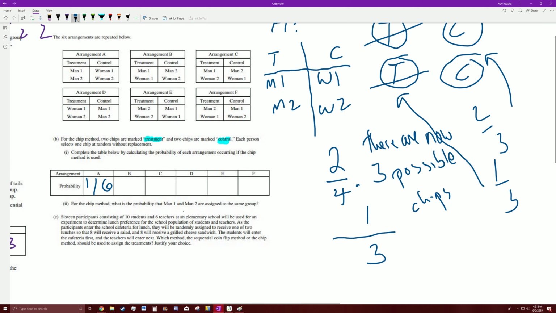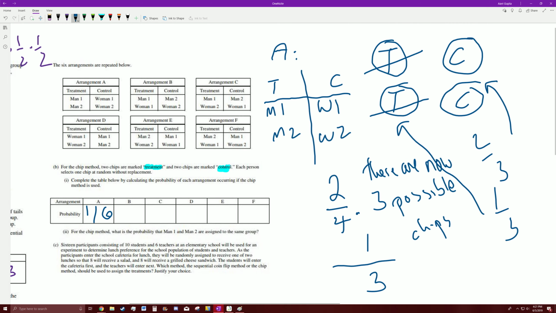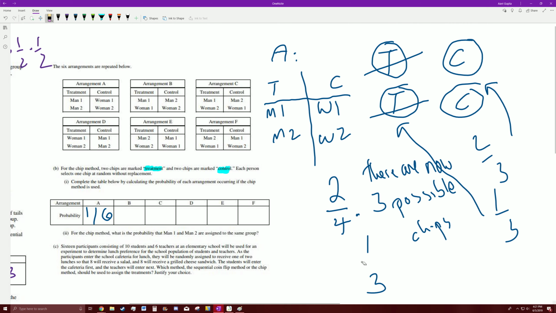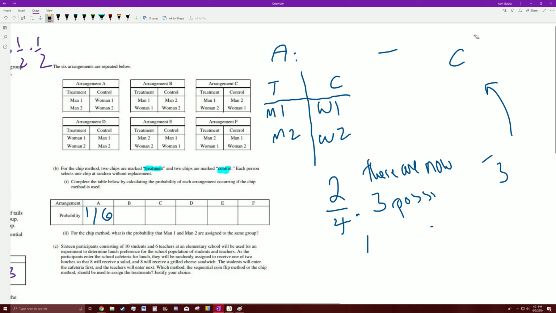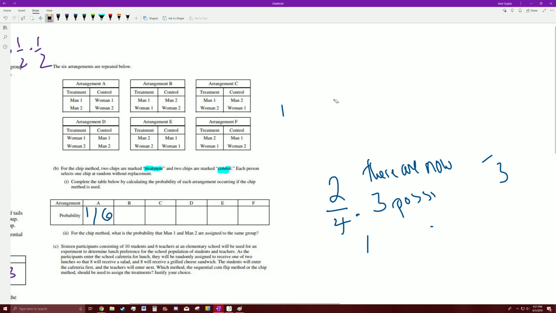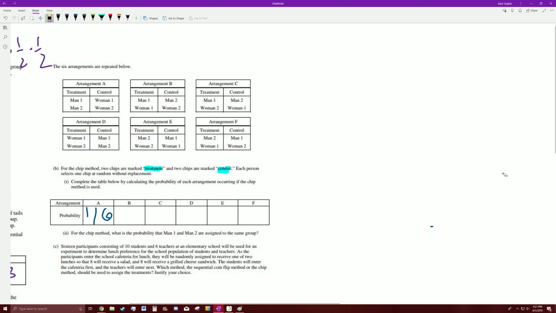Okay, now let's look at arrangement B. I'm going to erase this. We have treatment, control, man 1, woman 1, man 2, woman 2. So it's different from what we just had. So we're gonna do the same exact thing. We're gonna draw out our chips because we already have the table here. We're gonna draw our chips: T, T, C, C.